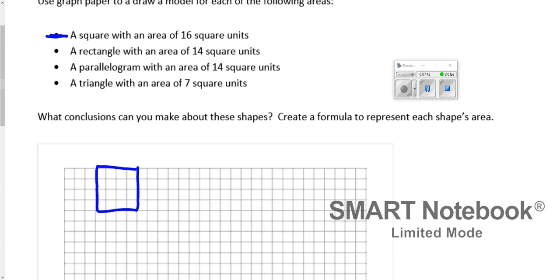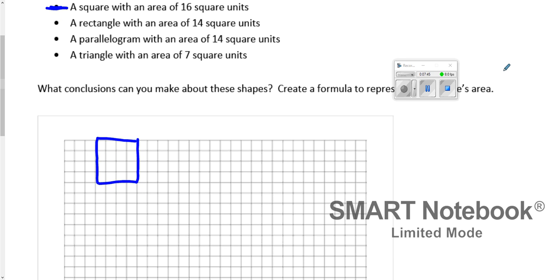The second one, we want a rectangle with an area of 14. I'm going to do it in red. There's multiple options for this one, but I'm going to take the easy way. I'm going to go 7 boxes up and down, and then 2 boxes across. And I know that's correct because I can count the boxes in front of it. That's a terrible rectangle, but we're just going to deal with it. Or I could do the formula and do 2 times 7.